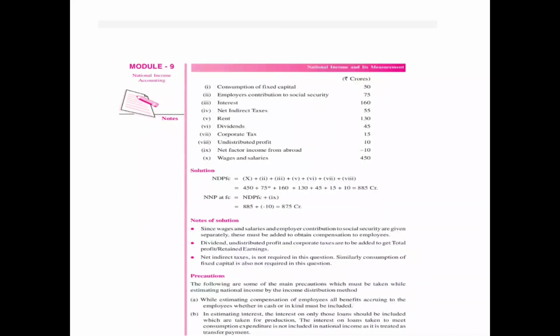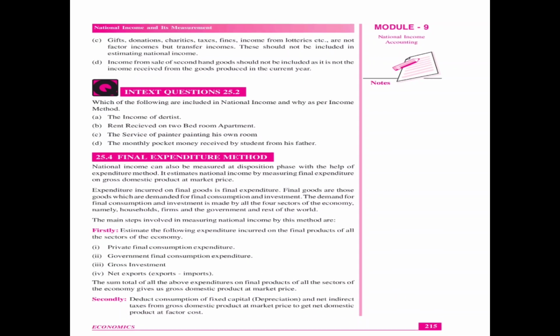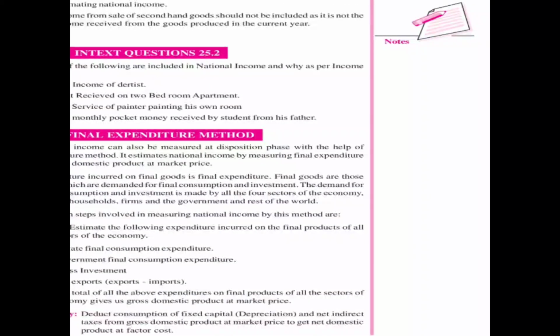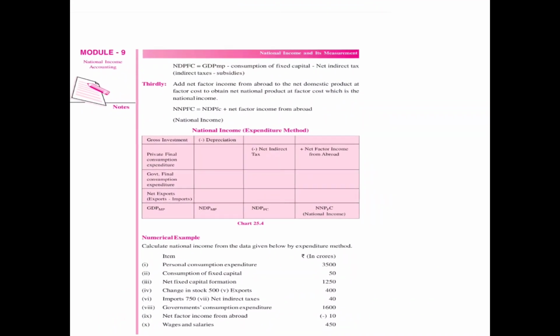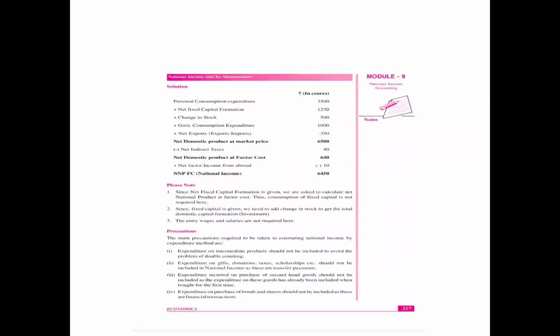So this chapter covers different methods, and the final one is the expenditure method. This method is one of the most important measures of national income. Firstly, it estimates the expenditures of each sector of the economy: private final consumption, government final consumption, gross investment, and net exports, that is exports minus imports. Second, we deduct the consumption of fixed capital, and so on. This is the expenditure method of national income.